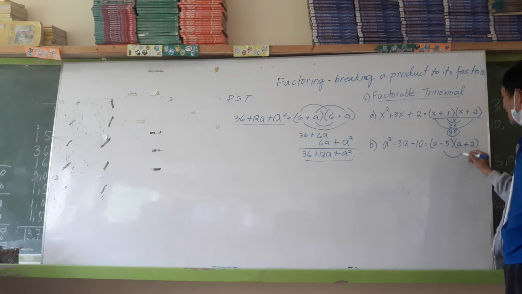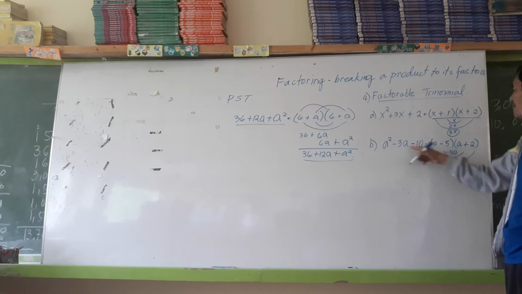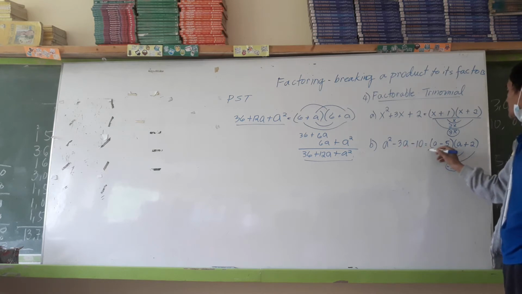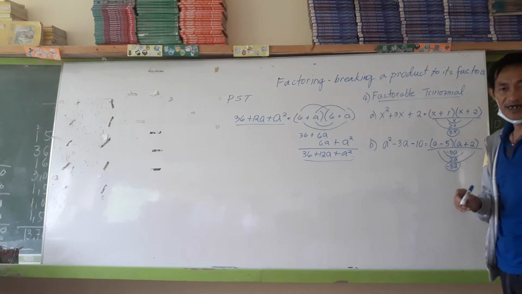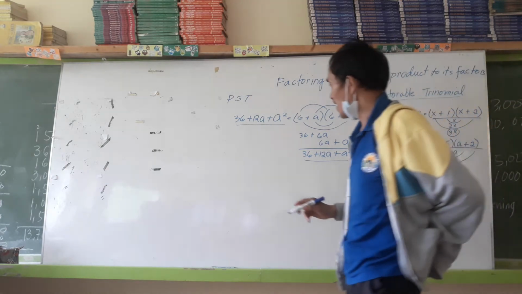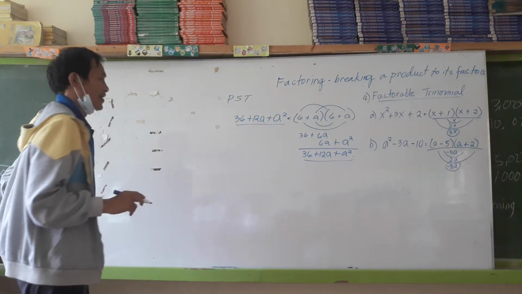Let us have a trial multiplication. So, negative 5 times a will give you negative 5a. 2 times a will give you 2a. Negative 5a plus 2a will give you negative 3a, which is the middle term. Okay? So, if you get the middle term correctly, then your factors are correct. Okay? That is factorable trinomial.